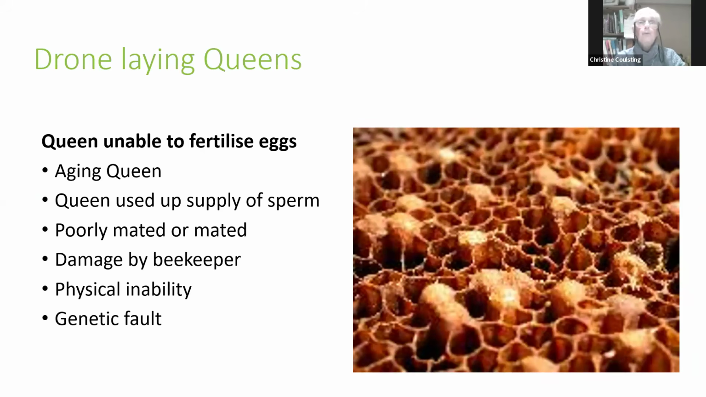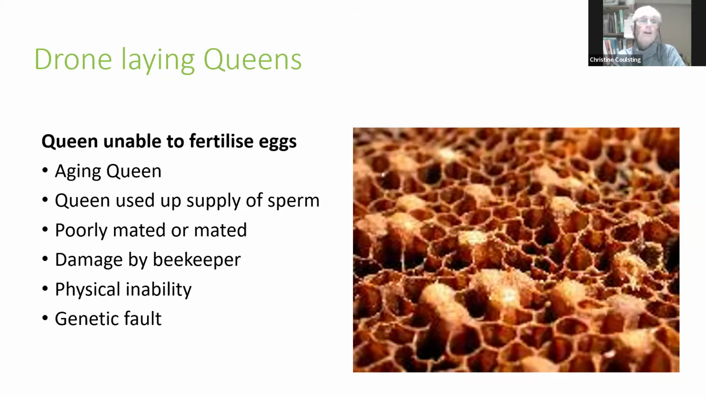Sometimes there are problems, aren't there, with drone laying queens? This is usually caused because the queen is unable to fertilize eggs. It can be an aging queen, or a queen who's used up her supply of sperm. She may have been poorly mated. She may be damaged by the beekeeper, or have a physical inability in some way, or perhaps a genetic fault.